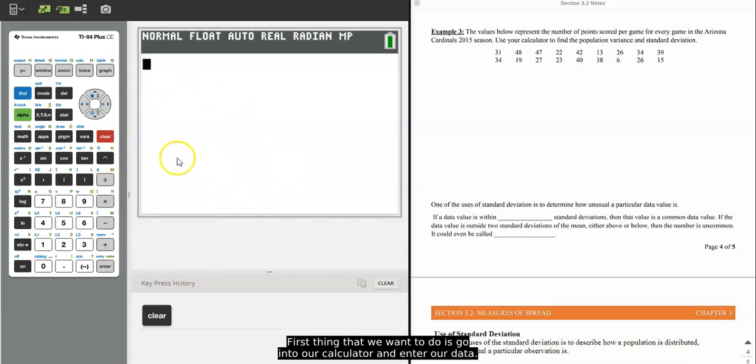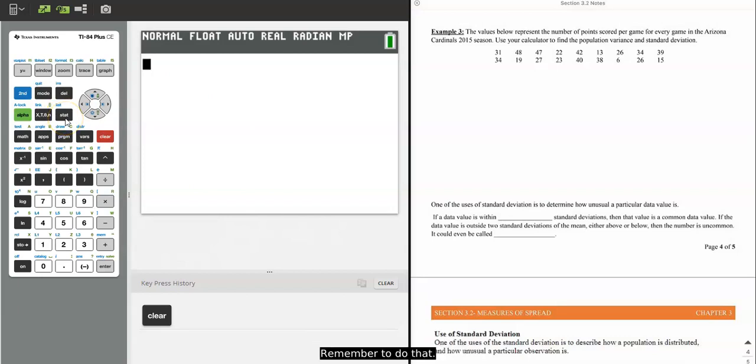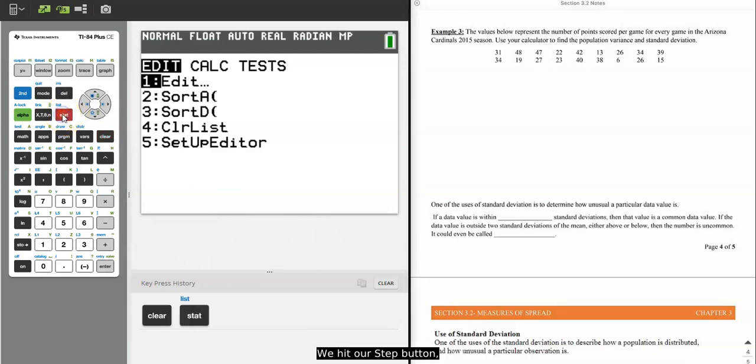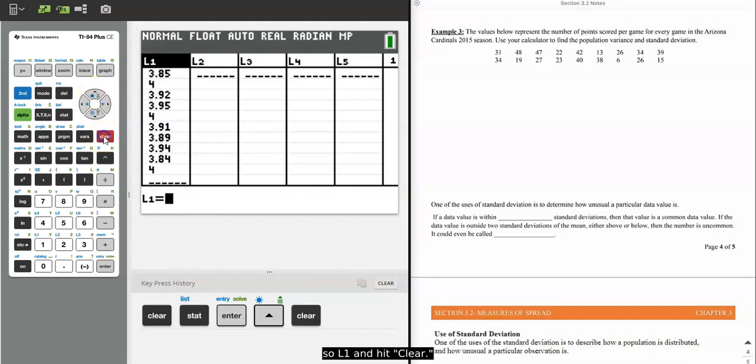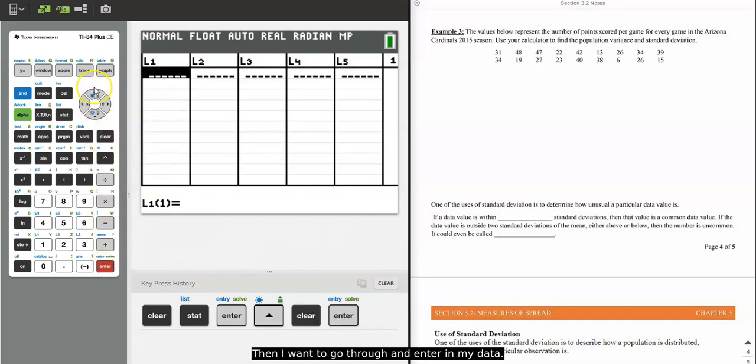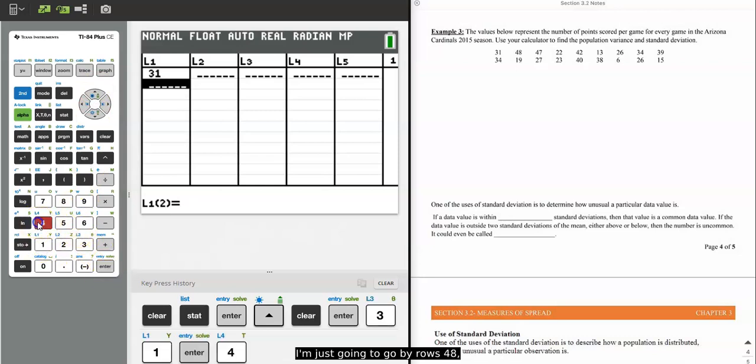So our first thing that we want to do is go into our calculator and enter our data. So remember to do that, we hit our stat button, our edit, and we want to clear anything out. So I had some data in here before. So L1 and hit clear. And then I want to go through and enter in my data. Remember, it really doesn't matter. I'm just going to go by rows.